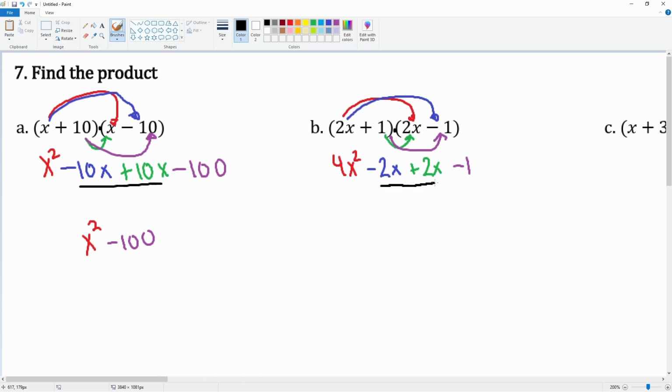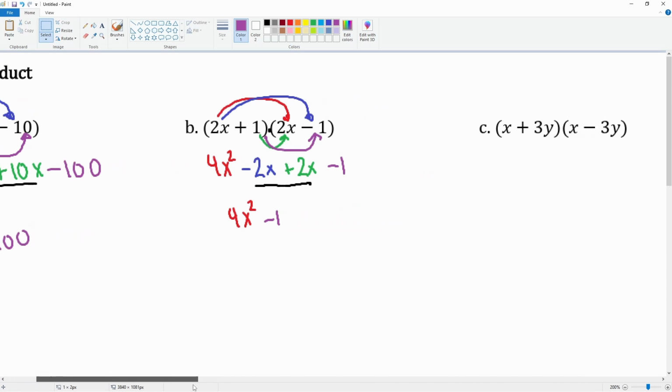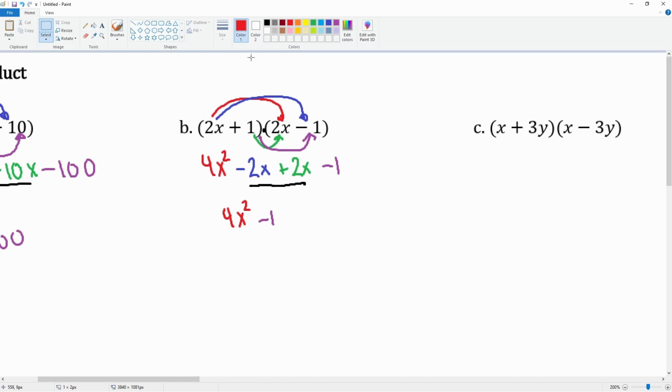Notice these are like terms in the middle. That becomes 0x. Bring everything else down. The 4x squared comes down, and then the minus 1 comes down. No one really writes a 0x, so that can go away, leaving you here with the answer of 4x squared minus 1.